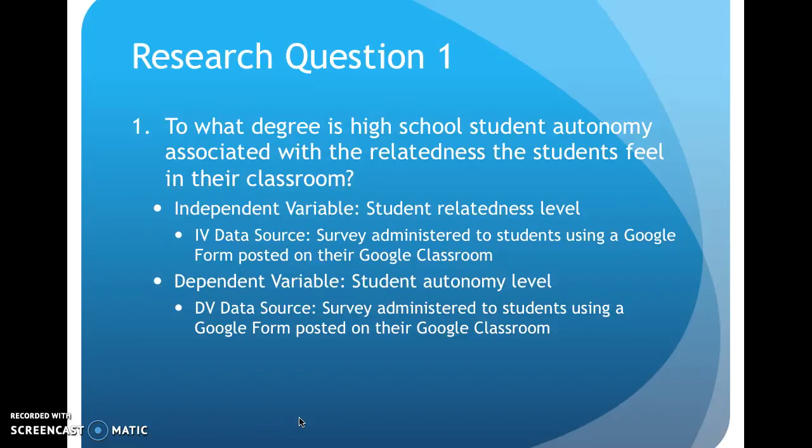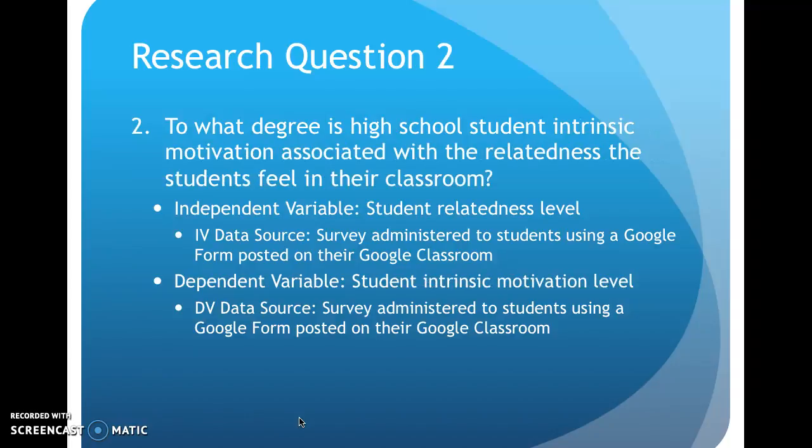The first research question is, to what degree is high school student autonomy associated with the relatedness the students feel in their classroom? So how does autonomy come from relatedness? Research question 2 is, to what degree is high school student intrinsic motivation associated with the relatedness the students feel in their classroom? So how do intrinsic motivation and relatedness tie together?